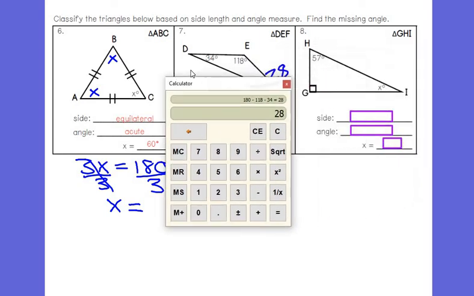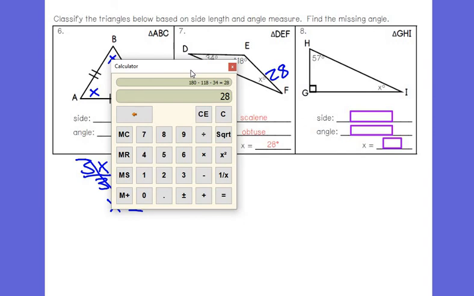Okay, 8, what's that square mean? 90. Okay, I need to find x. Someone, how do I find x? 180 minus 90 minus 57. What do y'all get? 33. So this equals 33 degrees.